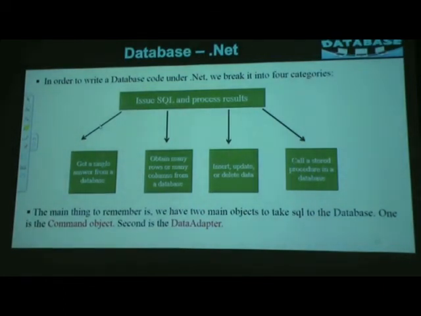To summarize, in order to write database code under .NET, we break it into four categories. First, get a single answer from a database. Second, obtain many rows or many columns from a database. Third, insert, update, or delete from a database. Fourth category, call a stored procedure in a database. For that last one, I will show you next lecture how to write a stored procedure and how to call it.